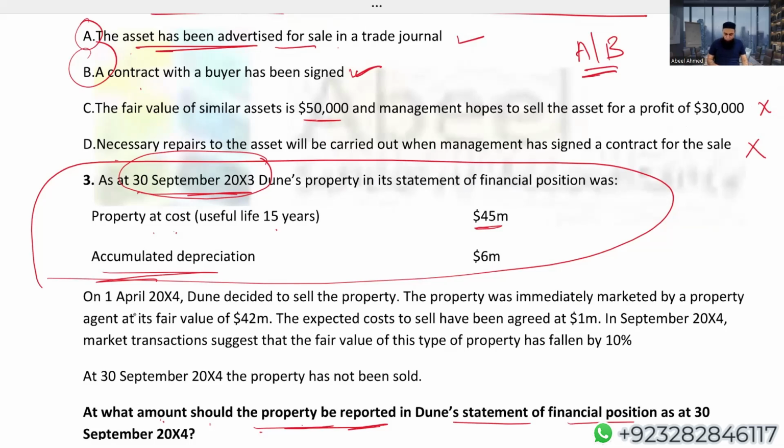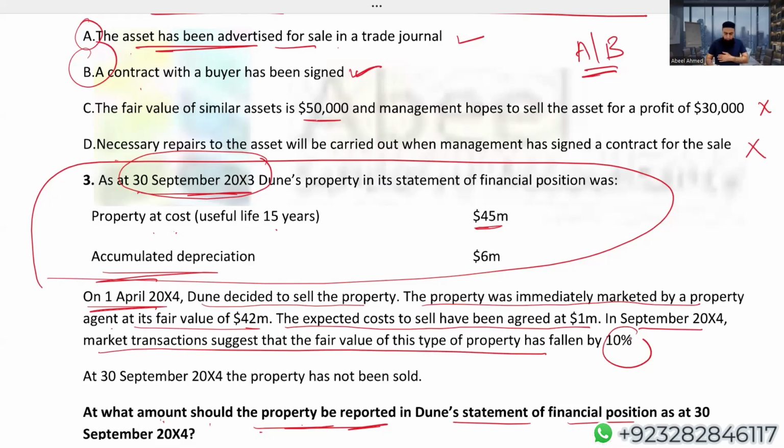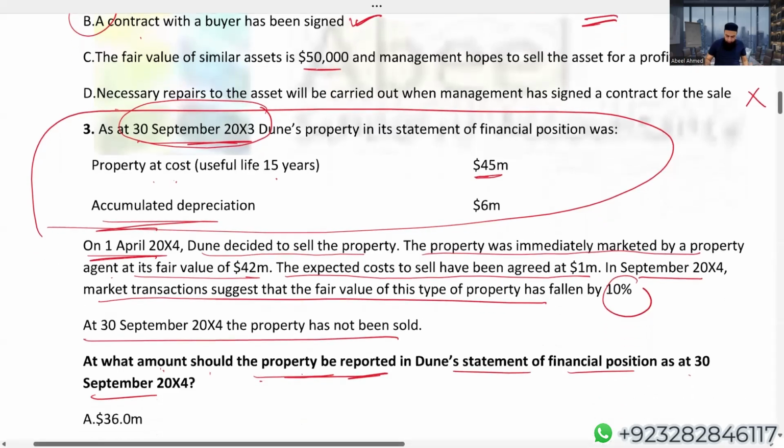On 1st April X4, exactly I would say the mid of the year, Dune decided to sell the property. The property was immediately marketed by a property agent at its fair value of 42 million. The expected cost to sell has been agreed at 1 million. In September X4, end of the year, market transactions suggested fair value of this property has fallen by 10%. They have not sold the property, no issue at all.